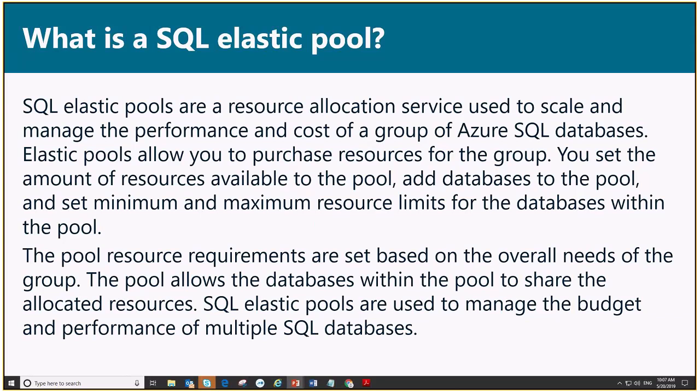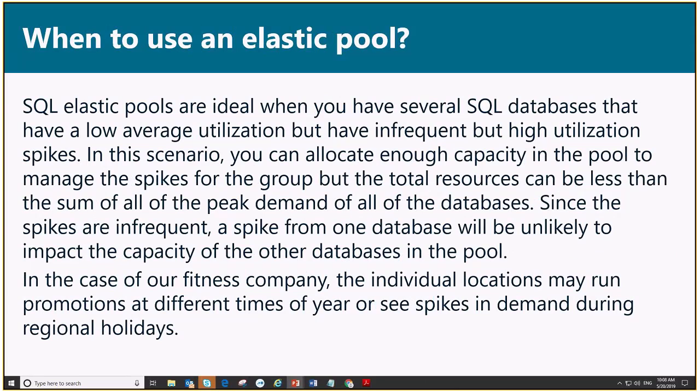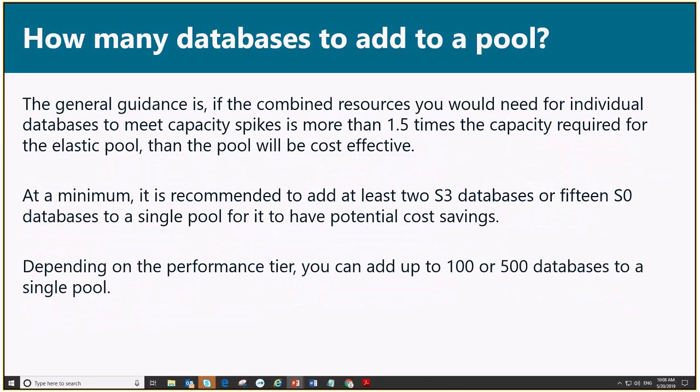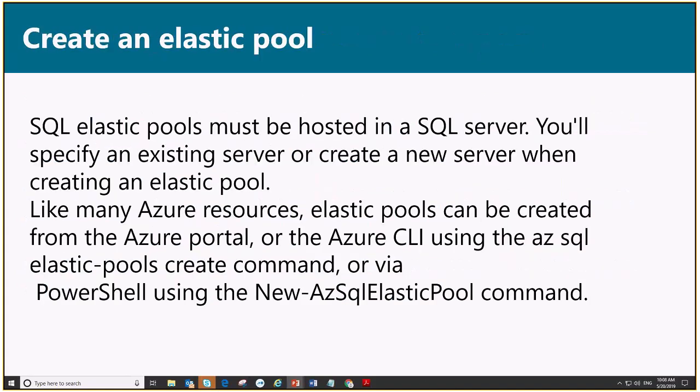We talked about what the SQL Elastic Pool is: a resource allocation service to scale and manage performance. SQL Elastic Pool holds the resources for our databases, and you can add as many databases as you can, but depending on how many databases you add in, your elastic database pool should have enough resources to be able to handle a large number of databases. How many databases can you add to a pool? In the performance tier, you can go up to 100 to 500 databases in a single pool, which is pretty cool too.